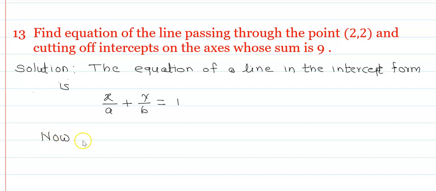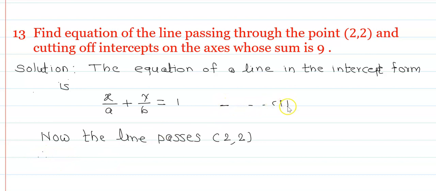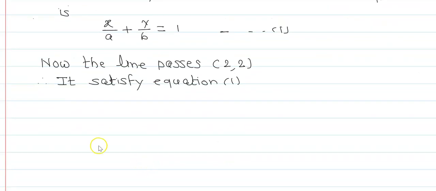Now the line passes through 2, 2. Therefore, it satisfies equation 1. Therefore put x is equals to 2 and y is equals to 2.